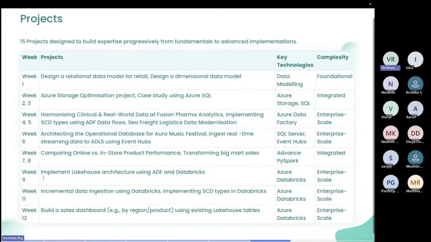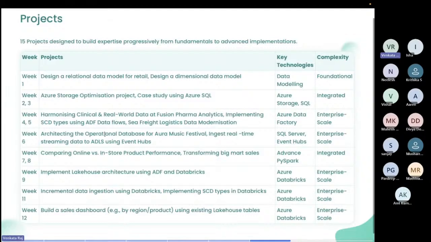In week 9, if you see implementing lakehouse architecture using ADF and Databricks, and week 11, week 12, all of these are industry level, enterprise level projects. Even in week 6, we are going to use streaming data using Kafka and event hubs. So there are around 8 to 10 industry relevant projects, and there are 5 projects that are included to gain some practical experience or practical exposure to those concepts. Okay, so this is more or less related to projects.